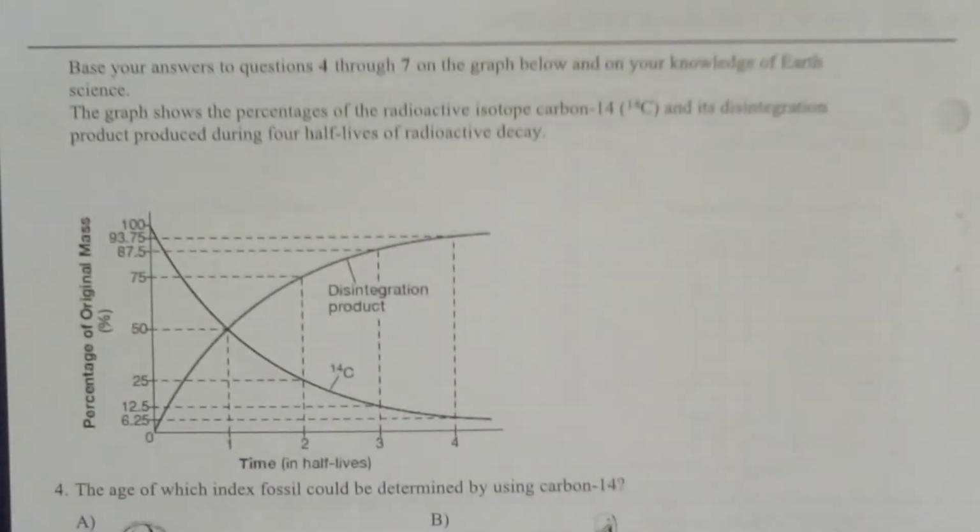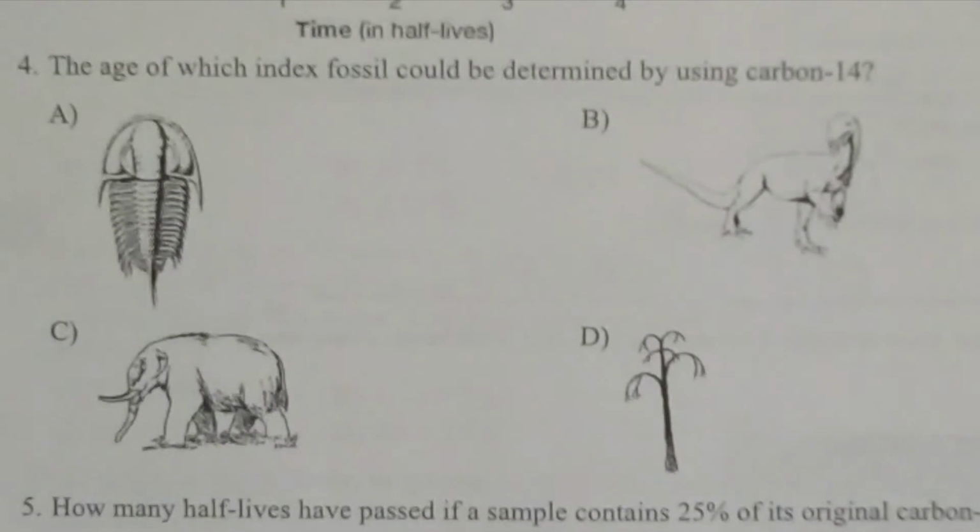Base your answers to questions 4 through 7 on the graph below and on your knowledge of Earth science. The graph shows the percentages of radioactive isotope carbon-14 and its disintegration product produced during 4 half-lives of radioactive decay. Number 4. The age of which index fossil could be determined by using carbon-14? Since carbon-14 has a relatively short half-life, it can only be used for samples up to 50,000 years old.